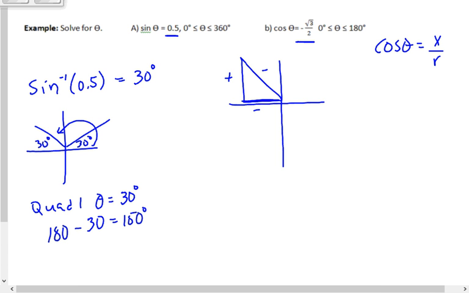So to find that, we are going to take the inverse of this, and we find that that equals 150 degrees. So the reference angle that we would use would be 30 degrees.